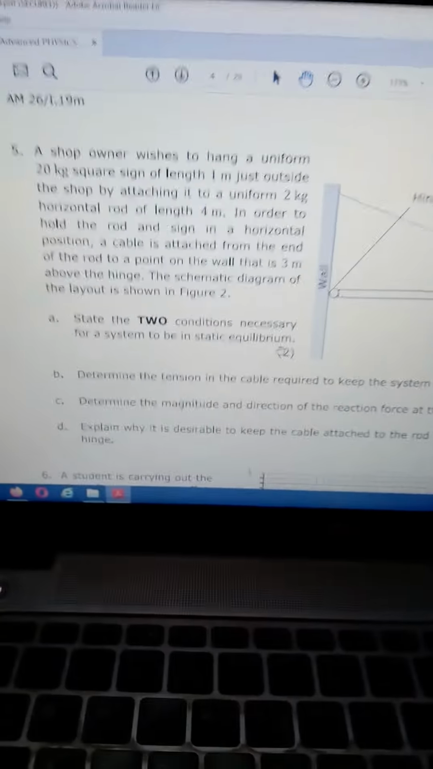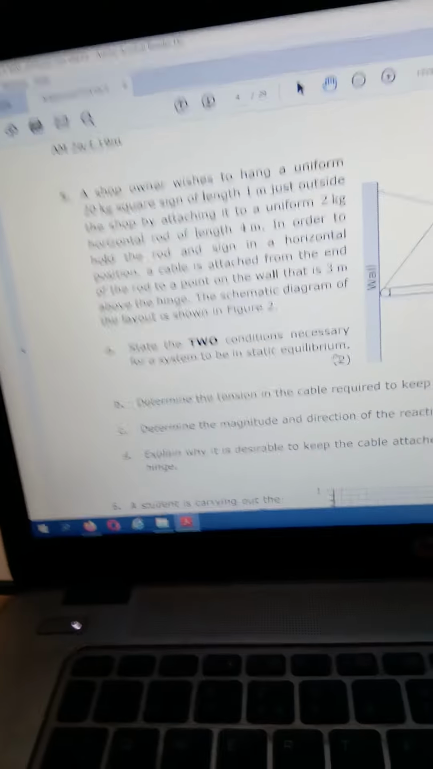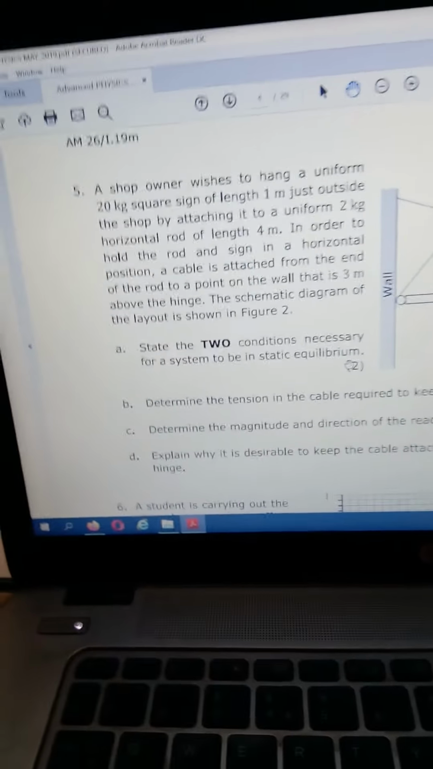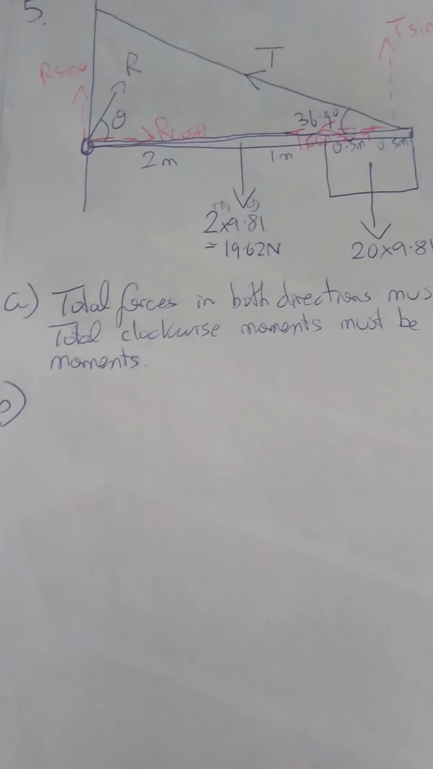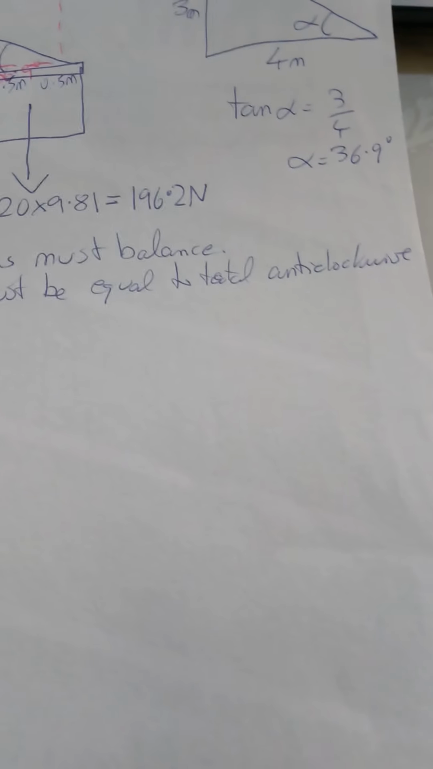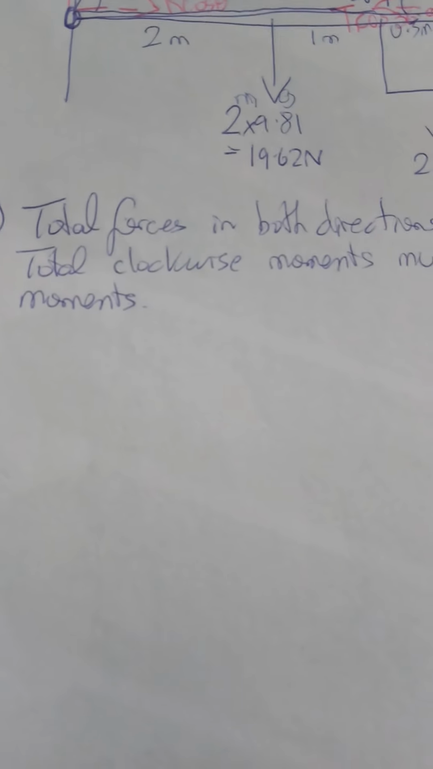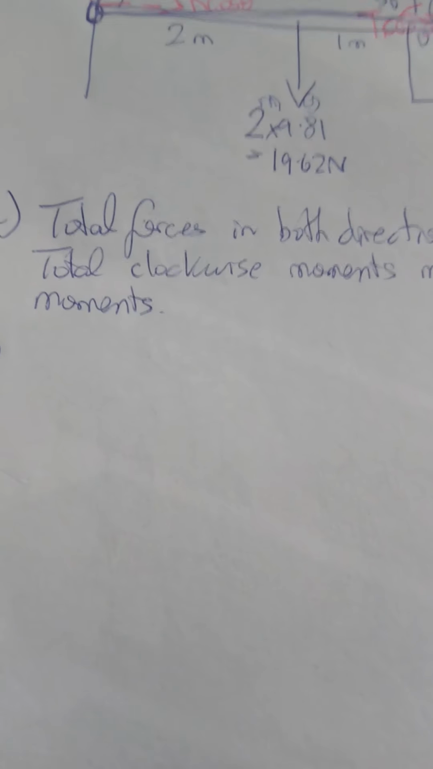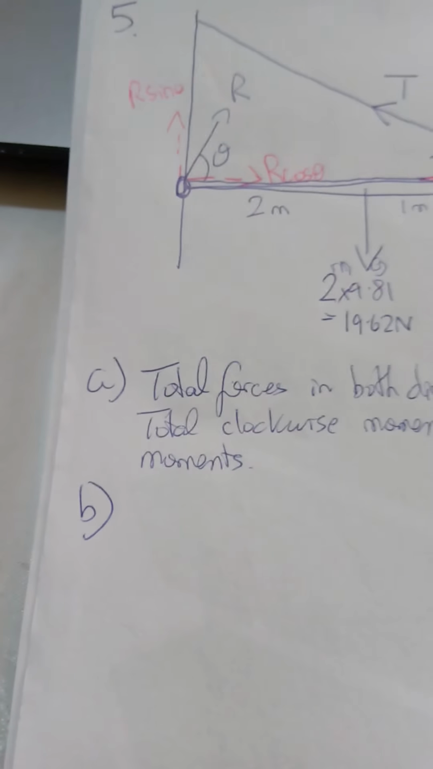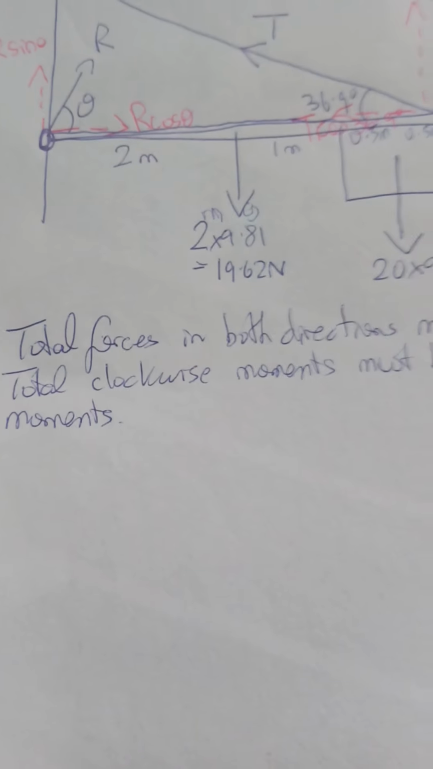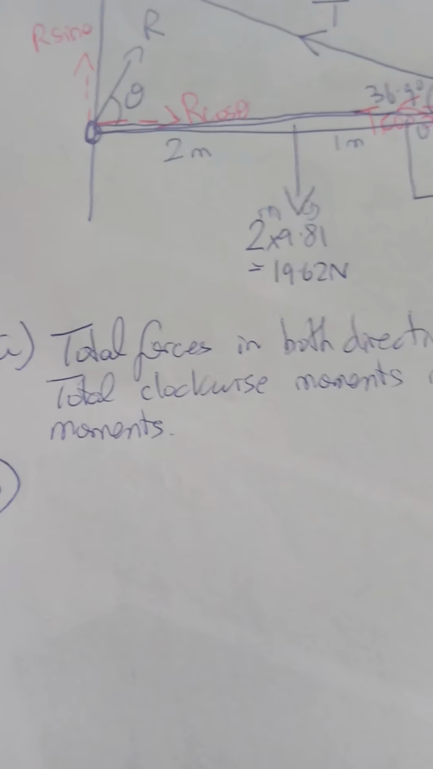The first part of the problem states the two conditions necessary for the system to be in static equilibrium. This one I've written down already. To be in equilibrium, total forces in both directions must balance, meaning forces up equal forces down. And also, total clockwise moments must be equal to total anti-clockwise moments from the law of the moments. We call this the law of coplanar forces.